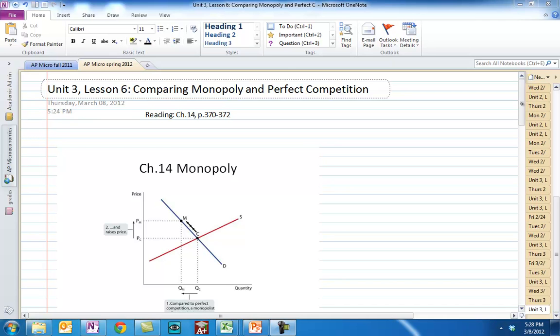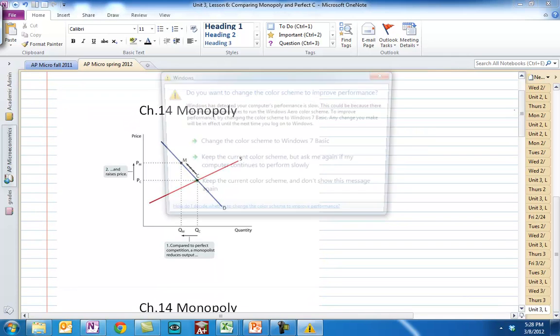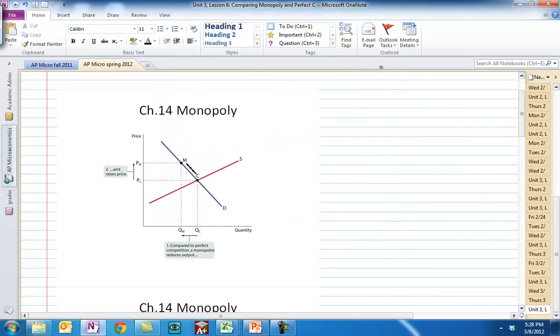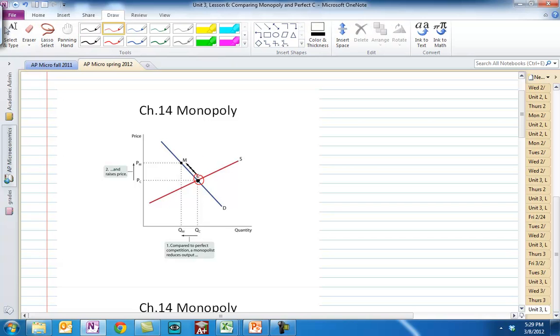So the first slide that I have up here, we've already seen. I think the second slide in the monopoly chapter was this slide here that puts the supply and demand curve up and compares the perfectly competitive equilibrium with the monopoly price and quantity. We've already said that compared to perfect competition, a monopolist reduces output and raises price. So monopoly decreases the overall quantity compared to what it would have been in a perfectly competitive market and raises the price.